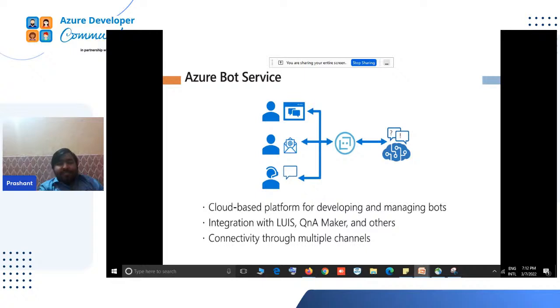So these are the corresponding services that we can leverage to create these kinds of applications. Basically, we have the Azure Bot Service, which is a cloud-based platform for developing and managing bots, and it is also integrated with language understanding, Q&A maker and other services. The integration of different services greatly helps, because like we said earlier about pipelines, in pipelines we can integrate multiple services to meet the desired objective. And we can also connect through multiple channels like email, web, or other interfaces.